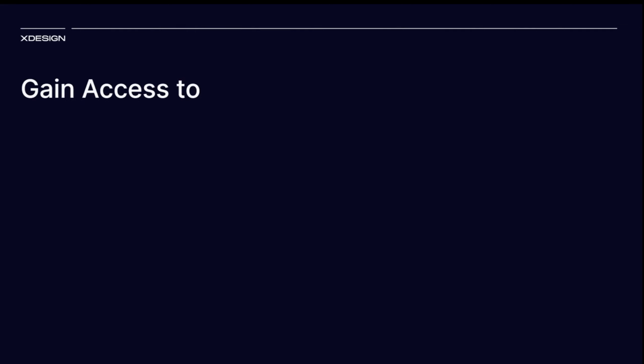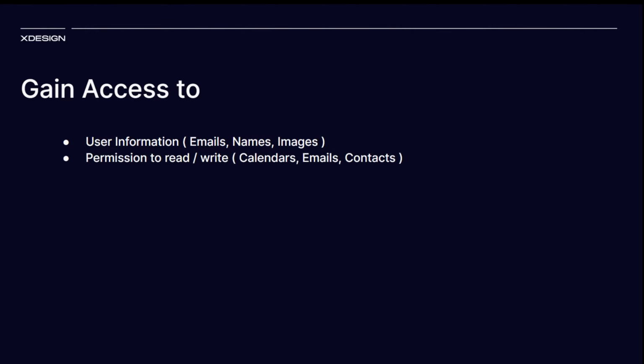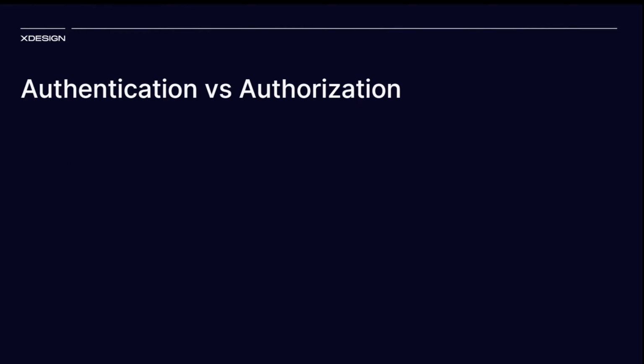So using OAuth 2 in your applications, you can easily get access to user information such as emails, names, and images, for example, and you can also gain permissions to read and write to calendars, emails, or contacts, for example. Both of these actions can be done by asking the user to sign in with a third-party OAuth provider, saving you time and effort in development.